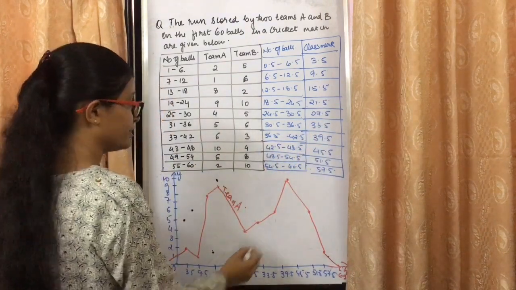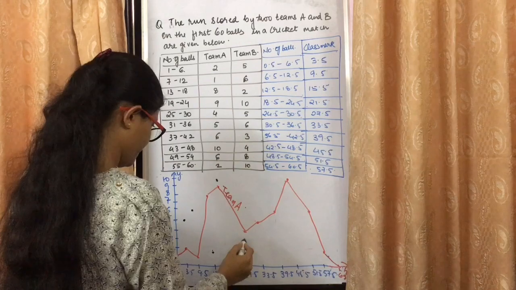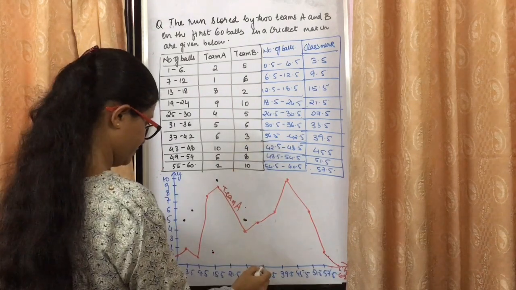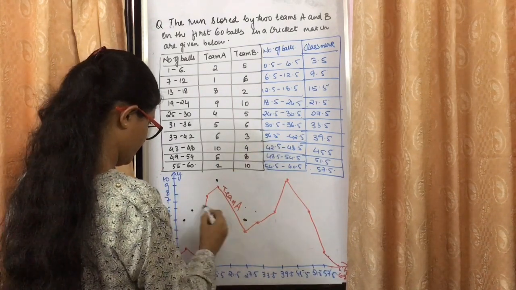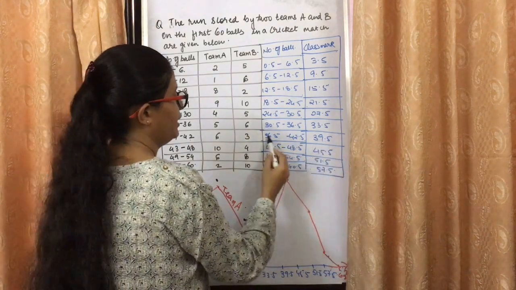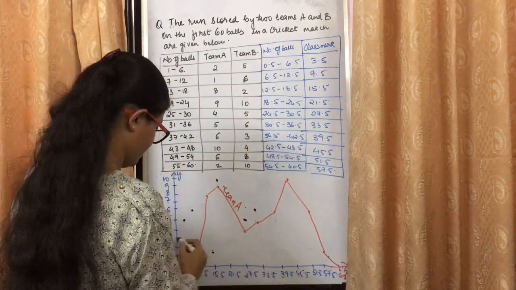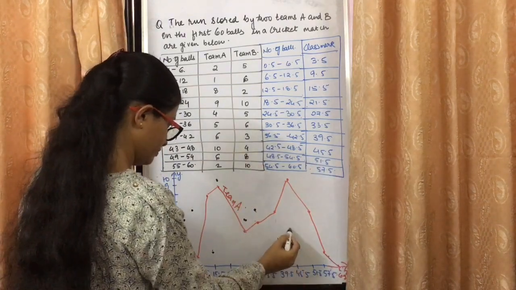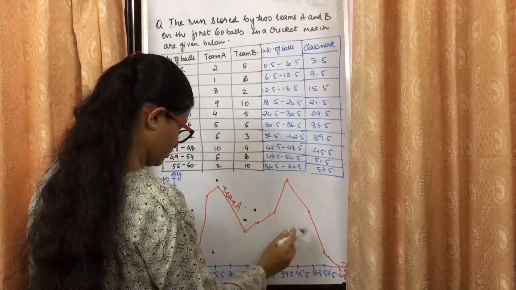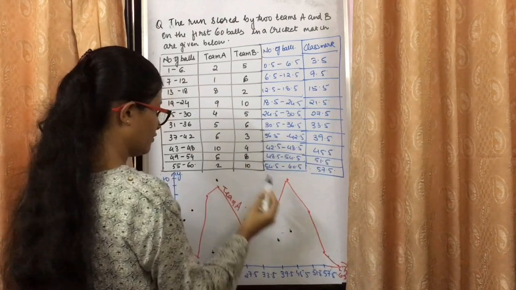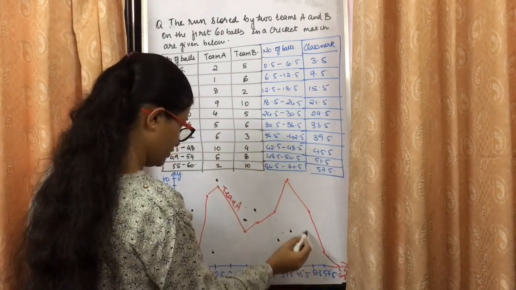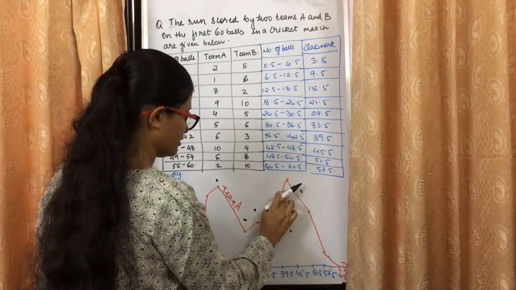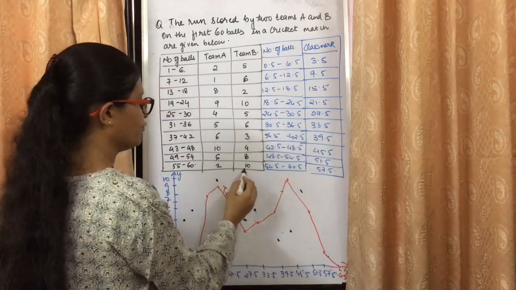27.5 we have 5 points. Then 33.5 we have 6 points. 39.5 we have 3 points. 45.5 we have 4 points. Then 51.5 we have 8 points. Now 57.5 we have 10 points.